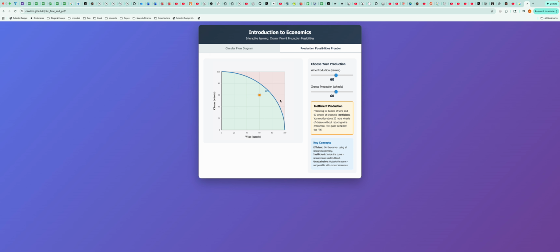So let's say we absolutely wanted 60 barrels of wine. That was our bare minimum, but also as much as we needed, and we wanted to maximize cheese. We could be making more cheese. Here we're moving the dots, moving up this axis, and we could produce, looks like all the way up to about 80. So that would be both possible and an efficient outcome.